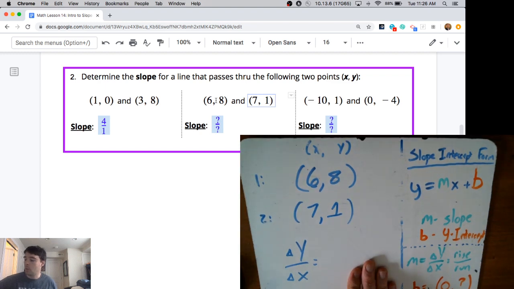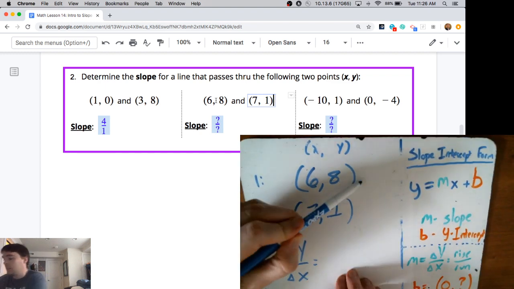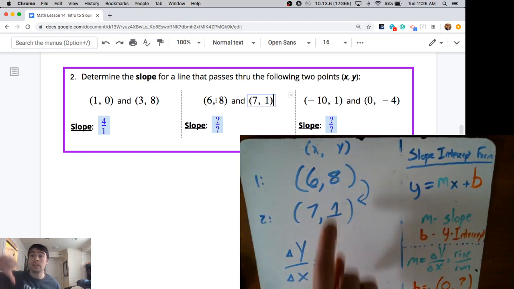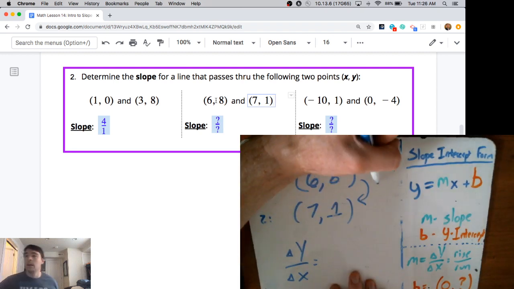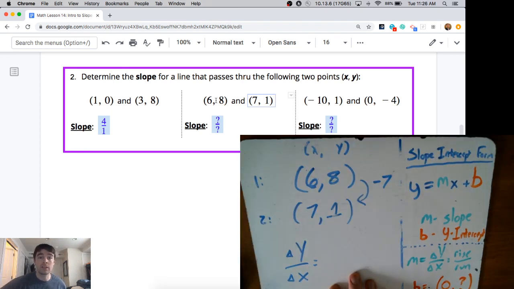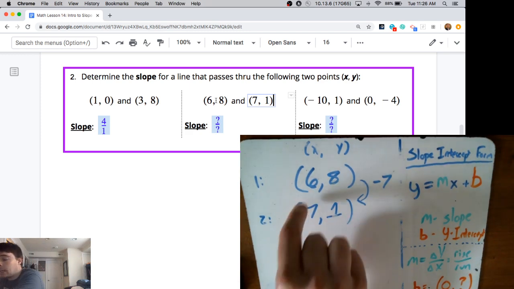I'm going to again measure my y change and x change to find the slope. To get from 8 to 1, I need to decrease. I need to go down, specifically down by 7 units. And while the y value just lost 7 units, the x value goes from positive 6 to positive 7. It actually gains 1 unit.